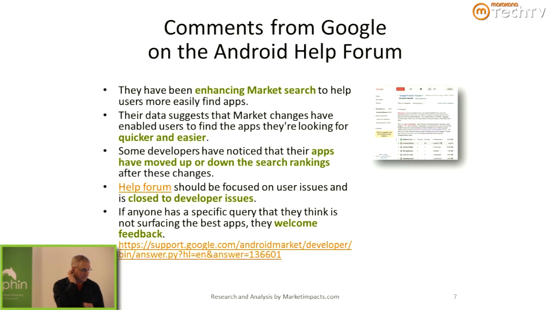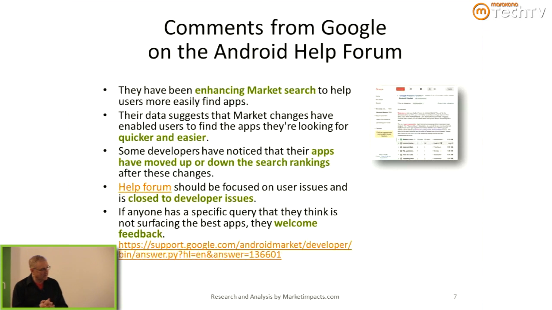So after a couple of months, Google finally made some comments, and although they were sparse comments, they were very revealing. So one, they said that yes, they're enhancing the market search algorithm, they're making changes, and so developers, when you see things moving around, that's in some part because of the changes we're making. And they did say that their data suggests that it's working well, and that users are able to find their apps quicker and easier. And of course, Google has access to that plethora of data we can't see, and so we'll have to take their word for it. And I believe that's true, that on the whole, it is working better.